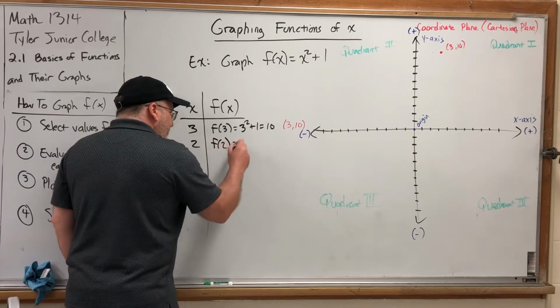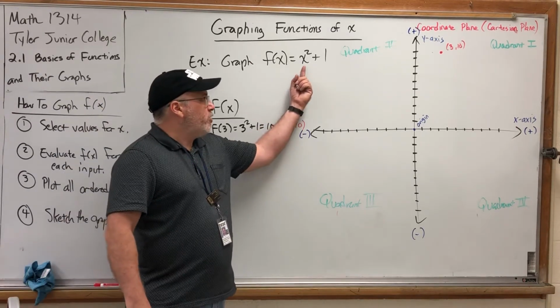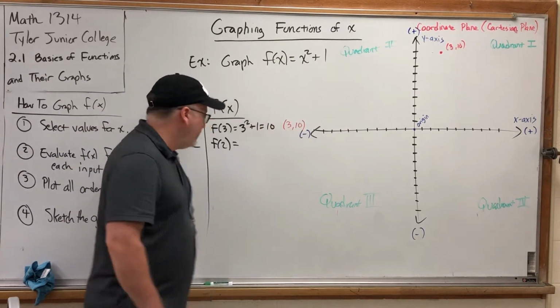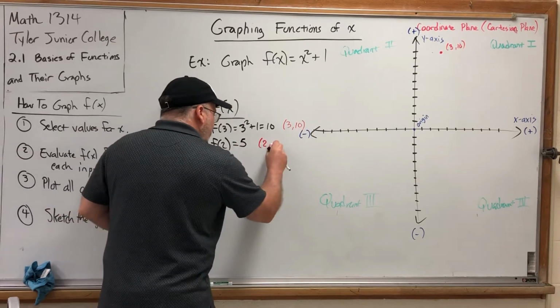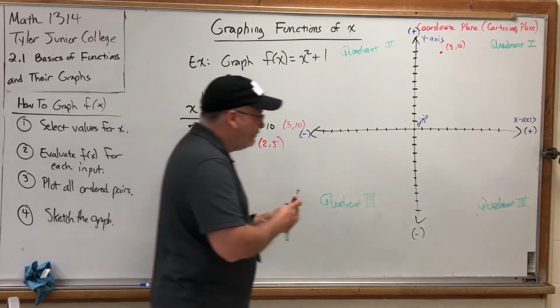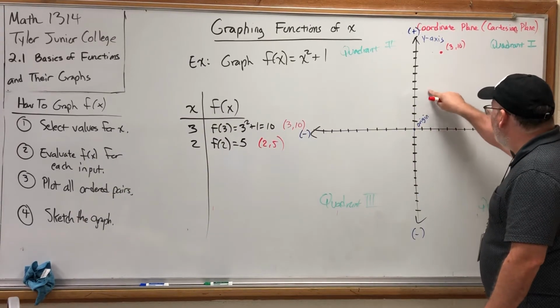Let's substitute 2 into the function, and let's just do this one verbally. If I put a 2 here and square it, 2 squared is 4, 4 plus 1 is 5. Which means my next ordered pair is 2, 5. Let's go ahead and find it. Over 2, up 1, 2, 3, 4, 5.